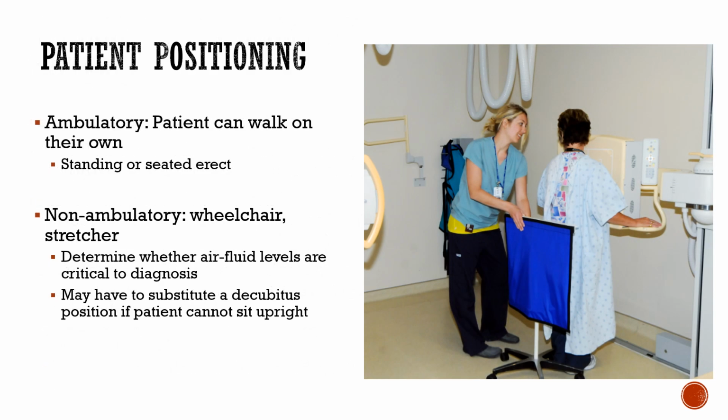Now, patient positioning in terms of the chest, we want to make sure that the patient can walk on their own if they're ambulatory. We can do this standing or seated erect. If they're non-ambulatory, we can perform chest radiography with a wheelchair or the stretcher. And the big thing is we would like the patient to be erect because we'd like to see air fluid levels. It's very important. If we cannot do the image with the patient erect, then a decubitus position can be used.